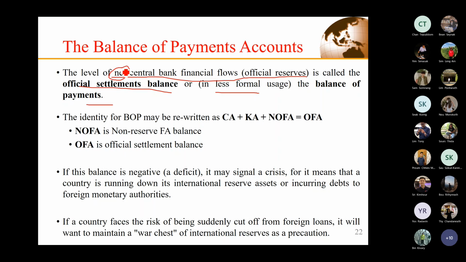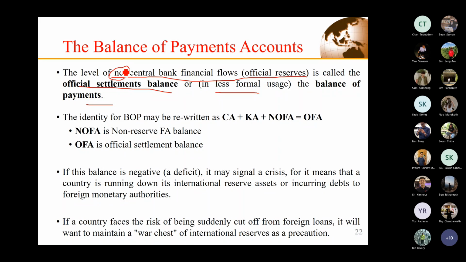So during the year, our central bank like NBC may purchase some US dollars, the foreign reserve, but it may also sell some of these official reserves. If you try to get the balance, you need to take the difference between the inflows and the outflows of the official reserve, and that balance is called the official settlement balance. That's the keyword referring to the balance of the official reserve account.